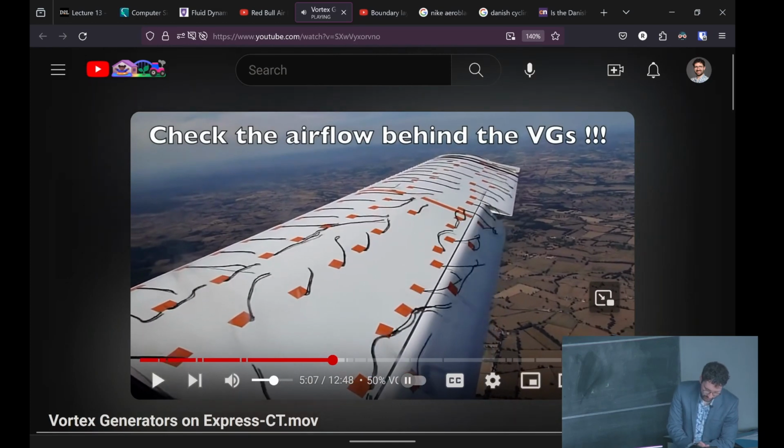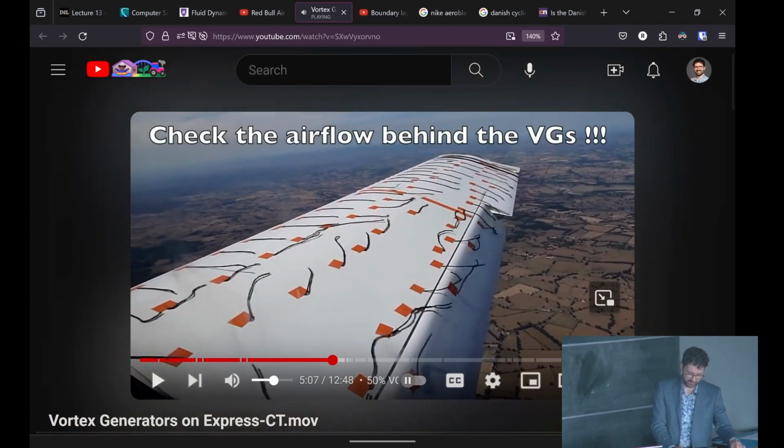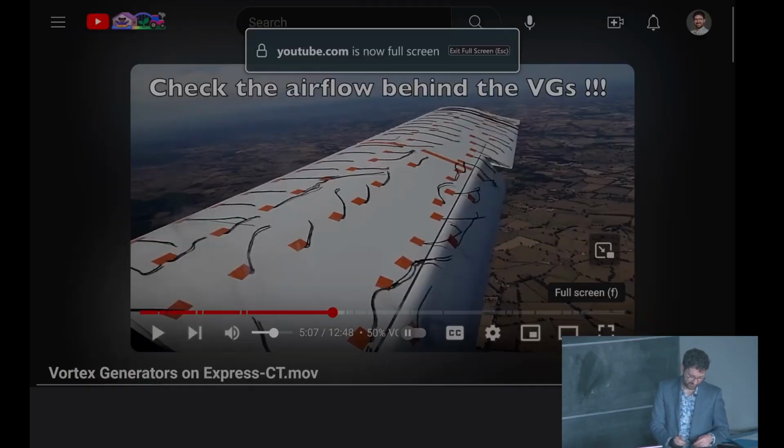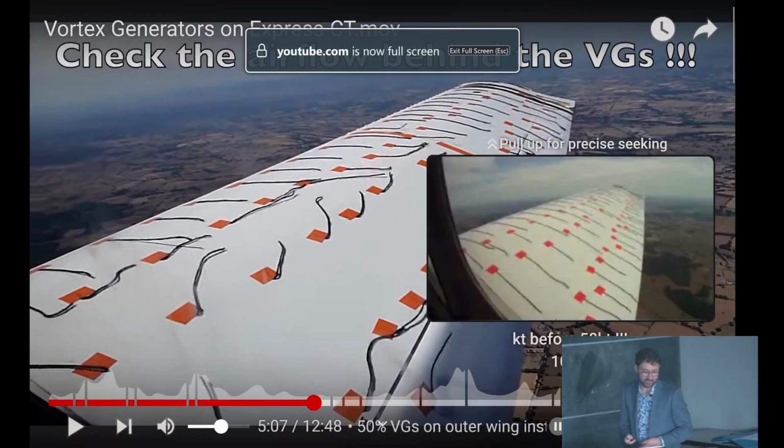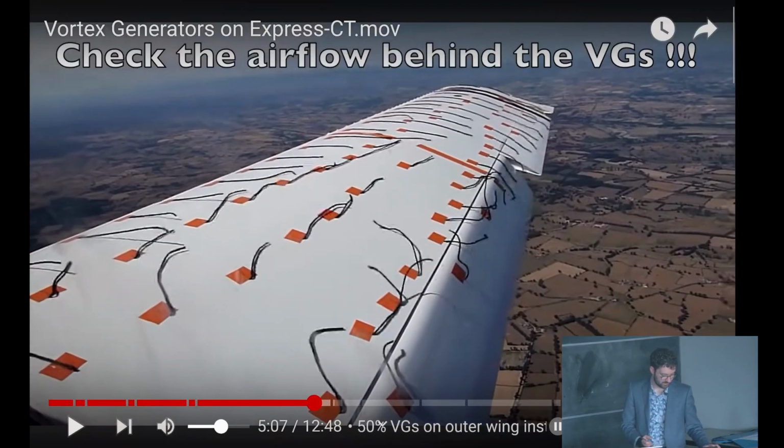So he put vortex generators, let me go full screen, along the outer edge of the wing. There's only vortex generators on that half of the wing, and the rest has no vortex generators. So this is all fully stalled out here. There's vortex generators out there, so the flow is actually attached. Increasing the turbulence in the boundary layer has caused the flow to remain more attached.